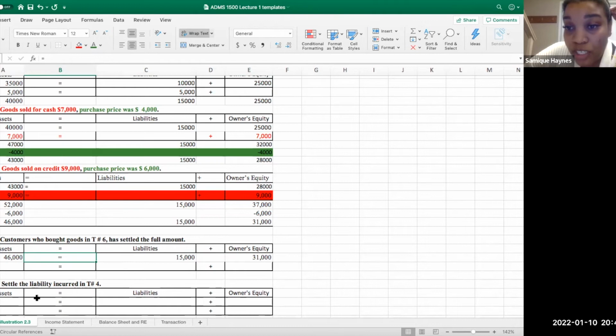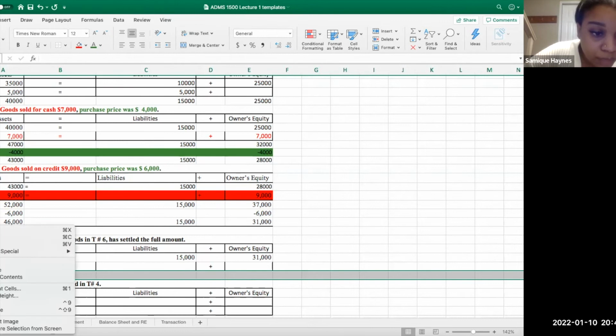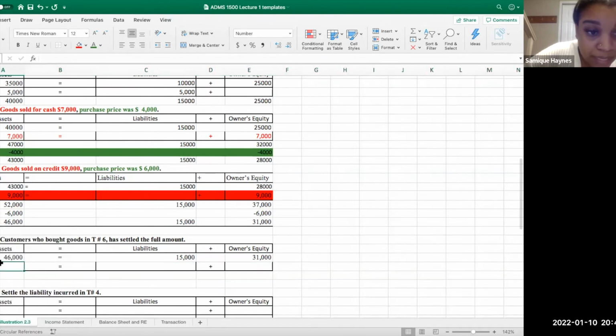Exactly. Somebody says cash is going to go up now, and then accounts receivable is going to go down because they no longer owe us, right? So that means assets don't change. Very good. So I'm going to put both of those in there. That amount they owed us was 9,000, so accounts receivable is going to go down, because they don't owe it to us anymore. But cash is going to go up because they gave us cash now.